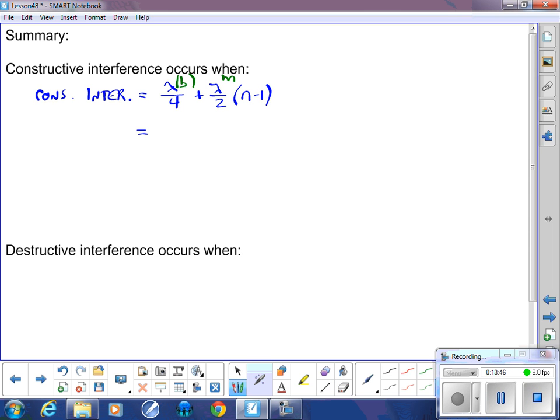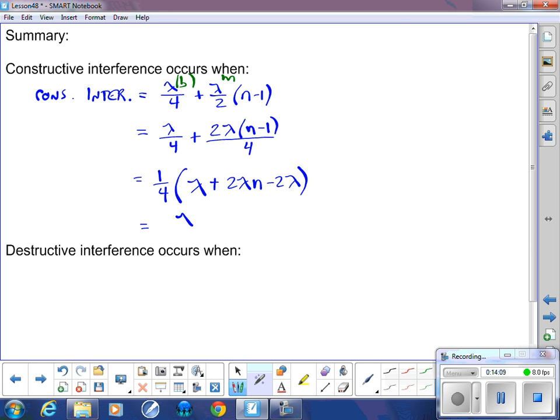So when you simplify that, join it together, we get lambda over 4 plus 2 lambda, n minus 1 over 4. Getting a common denominator, I'm going to factor out the 1/4. We'd have lambda plus 2 lambda n minus 2 lambda. Simplifying it, it becomes lambda times 2n minus 1, over 4. Okay, and n is the maximum.